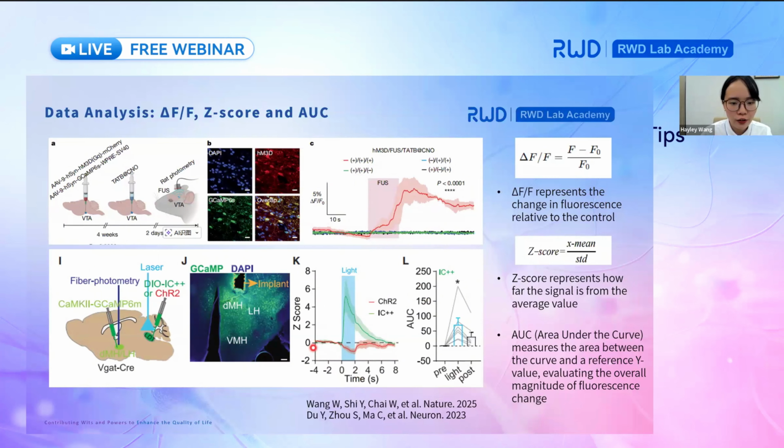Both delta F over F and z-score are widely used in fiber photometry studies and are commonly reported in the literature. Another commonly used quantitative index is AUC, or area under the curve. It measures the area enclosed by the curve and a reference y value, and can be used to evaluate the overall magnitude of fluorescence change.